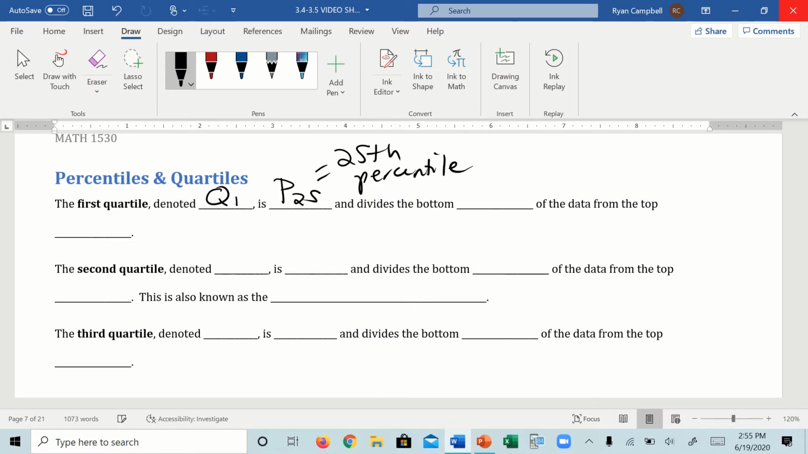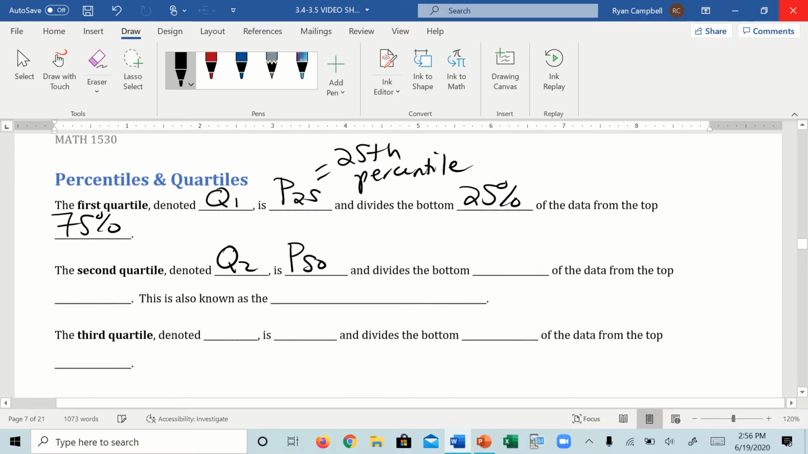So this divides the bottom 25% of your data, right? You're better than or equal to 25% of people. From the top, what percentage of people did better than you? 75%, right? 100 minus 25. The second quartile is going to be Q2, and this is going to be P50, or the 50th percentile. So this is going to split up the bottom 50% and the top 50%.